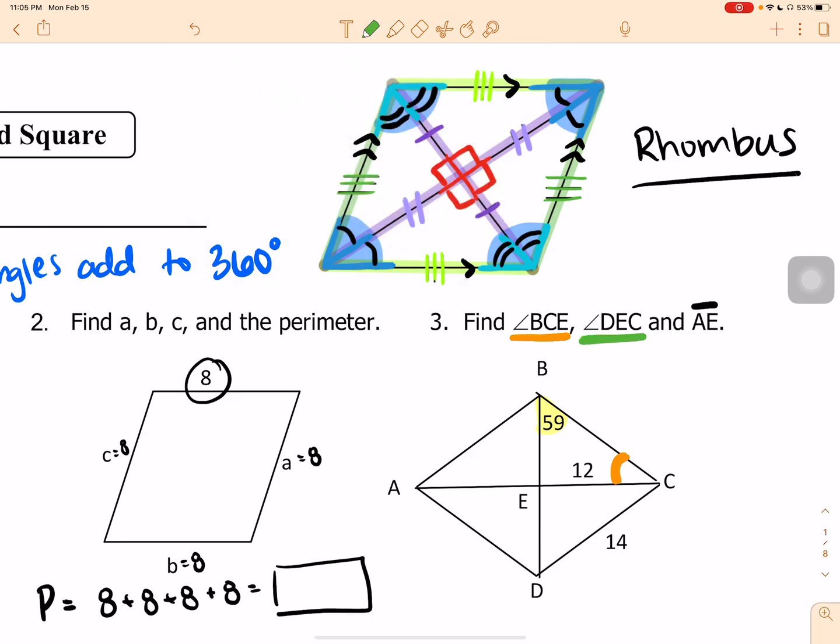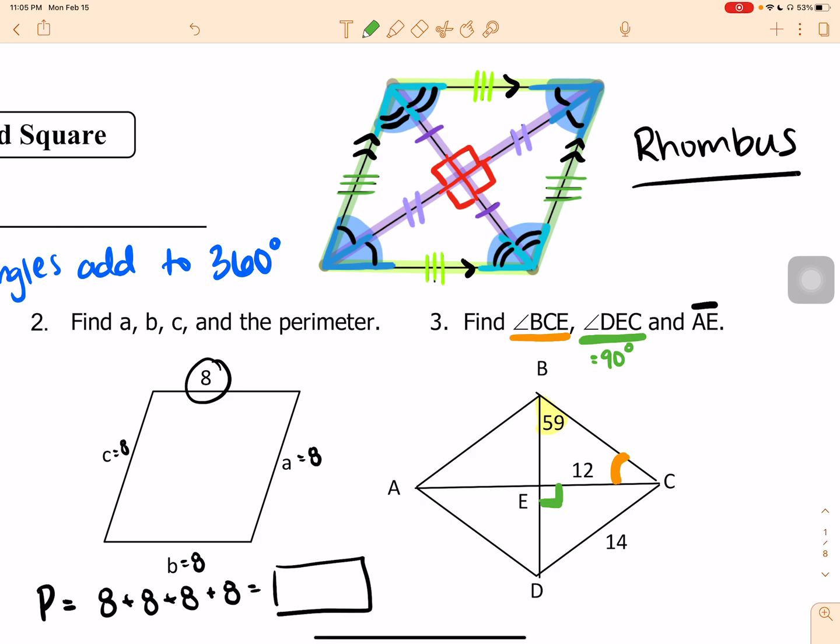Angle DEC, I follow from DE to C. So it's going to be this angle right here, which actually is a 90-degree angle. So we know that one right away. That's really nice. So I know that that's 90 degrees by definition of a rhombus, where the diagonals bisect each other. They create 90-degree angles there. So they are all perpendicular. Okay. So now I know angle DEC is 90 degrees.